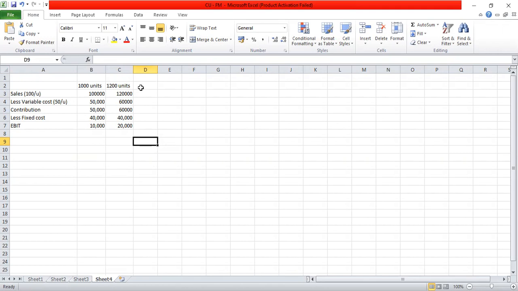Okay. Let's take a lesser amount of units. If we see 800 units, 800 into 100, the sales revenue will be only 80,000. Here 50 into 8, so 40. So variable cost will be only 40,000. Then contribution will be 40,000 only. Then fixed costs are the same, 40,000. Profit is 0.